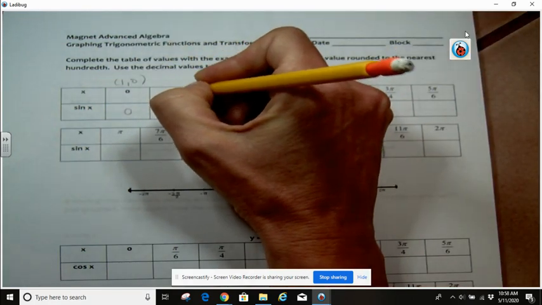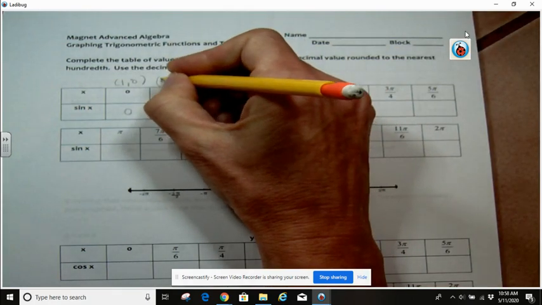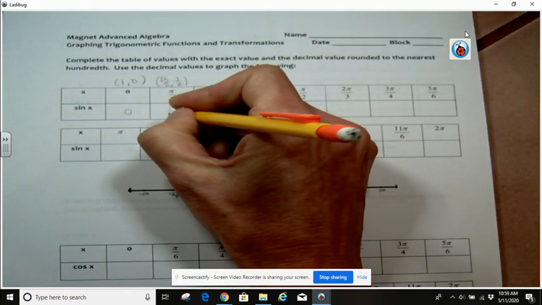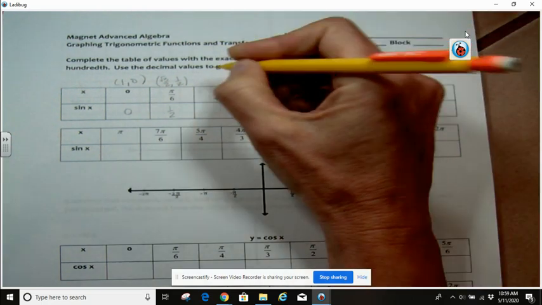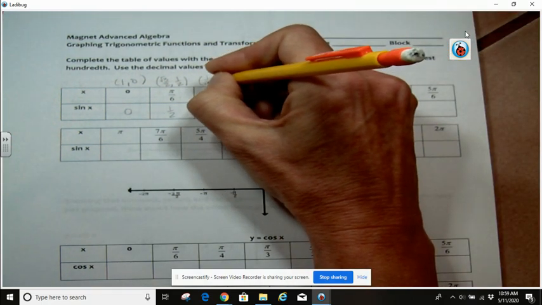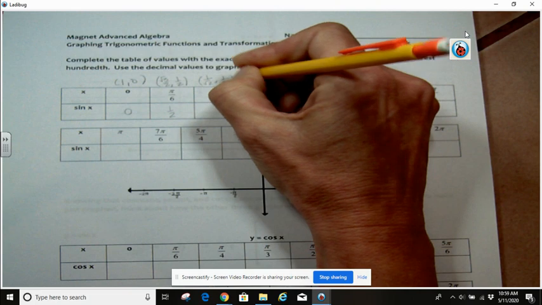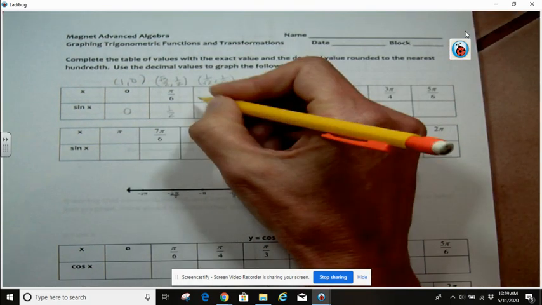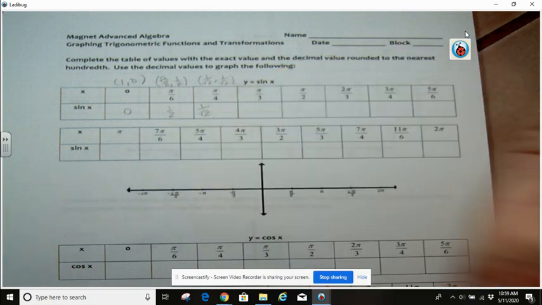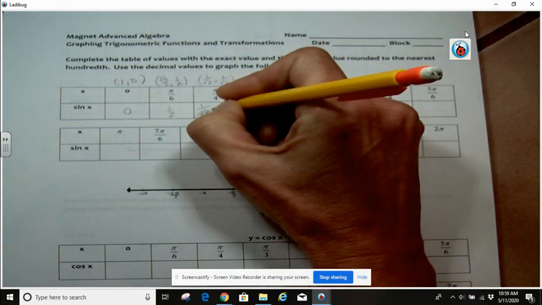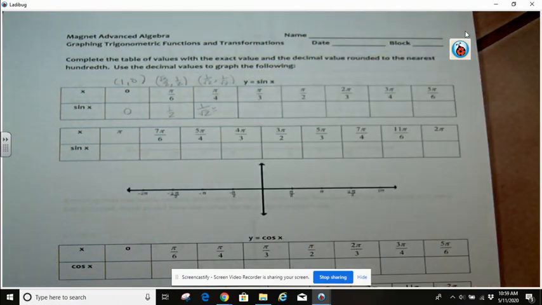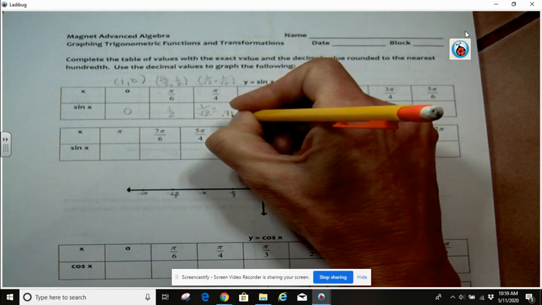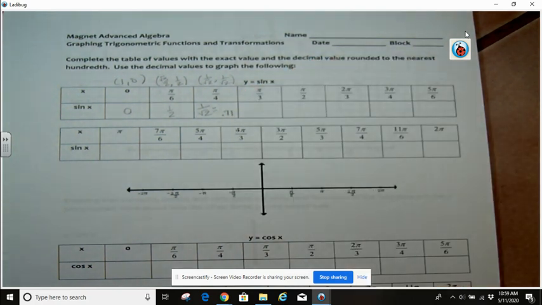Pi over 6 is the same as 30 degrees. That ordered pair is square root of 3 over 2, 1/2. Again, sine is the y-coordinate. Pi over 4, we're going to use the unrationalized. If you want to use the rationalized, that's fine. And we're going to continue to write down the y-coordinates. We're going to be plotting these, so it might be helpful, for the ones that we don't obviously know, if we have a decimal equivalent to help us plot it.